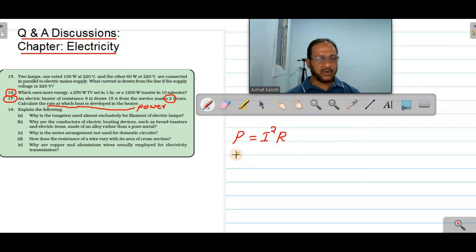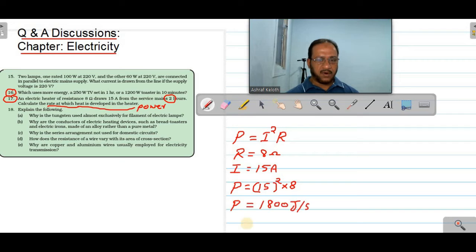R is equal to 8 ohm and current I is equal to 15 ampere. Now we can solve it. Then rate at which heat developed is equal to power, that is equal to I square R, 15 square into resistance 8. So the answer is 1800 watts, joule per second. Joule per second is also watts, or we can write 1800 watts. The energy consumed or heat developed in 1 second is 1800 joule.